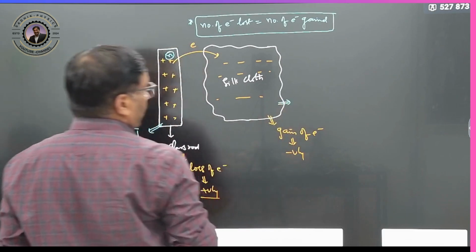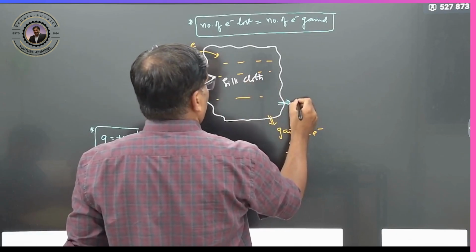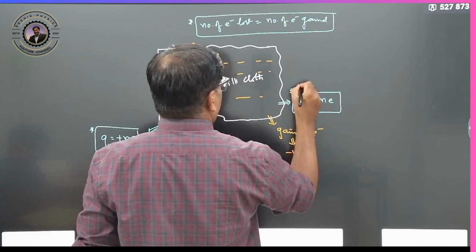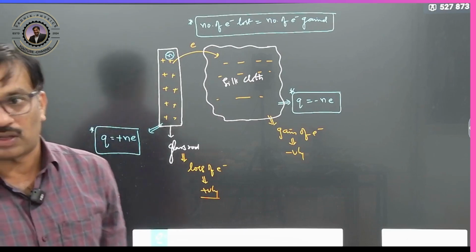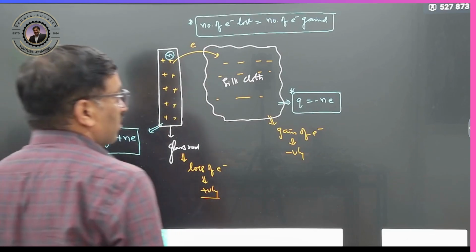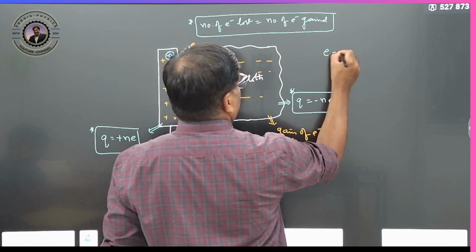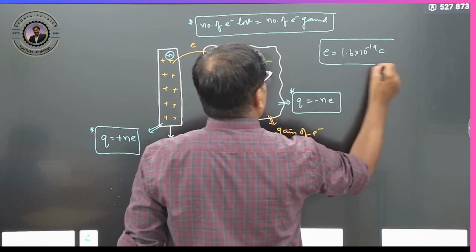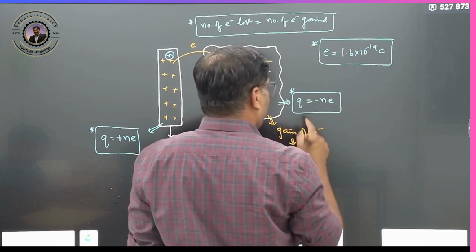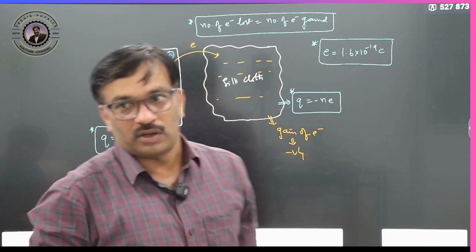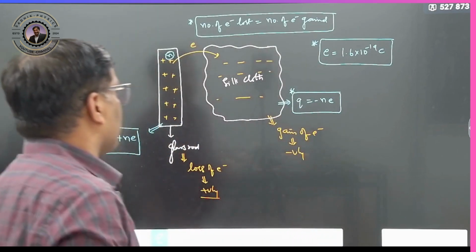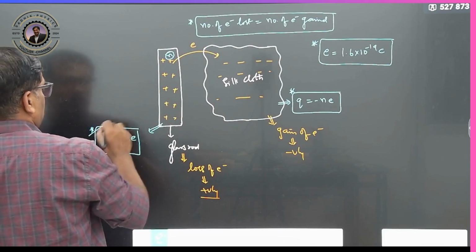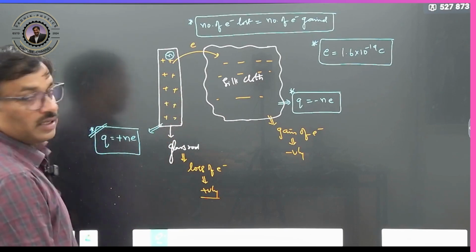The silk cloth will gain the electrons. What will be the charge on it? Minus N e. This much charge is gained by the silk cloth. Clear? What is the charge of the electron? 1.6 times 10 to the power of minus 19 coulombs. This is the charge of the electron, negative. The charge of the proton is also 1.6 times 10 to the power of minus 19, positive. In this way you can calculate the amount of charge present on the glass rod and on the silk cloth. Clear?